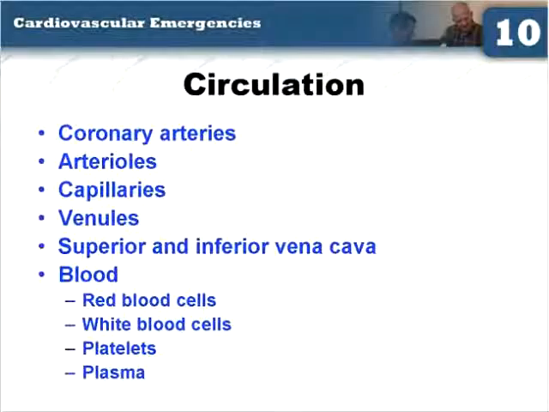Circulation. Obviously, you have your coronary arteries, your arterioles, your capillaries, your venules, superior and inferior vena cava, and then your blood. You have your red blood cells, your white blood cells, your platelets, and plasma. Those are all parts of your circulatory system. I am not a heart doctor, so it's not a lot that I know about this.